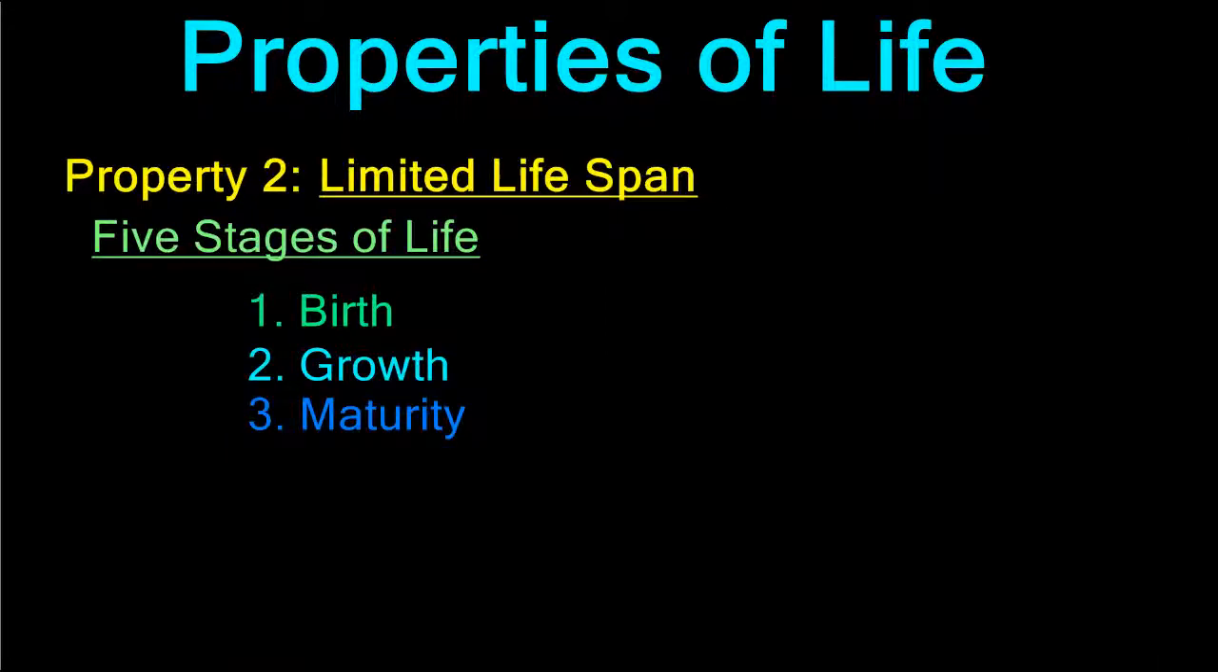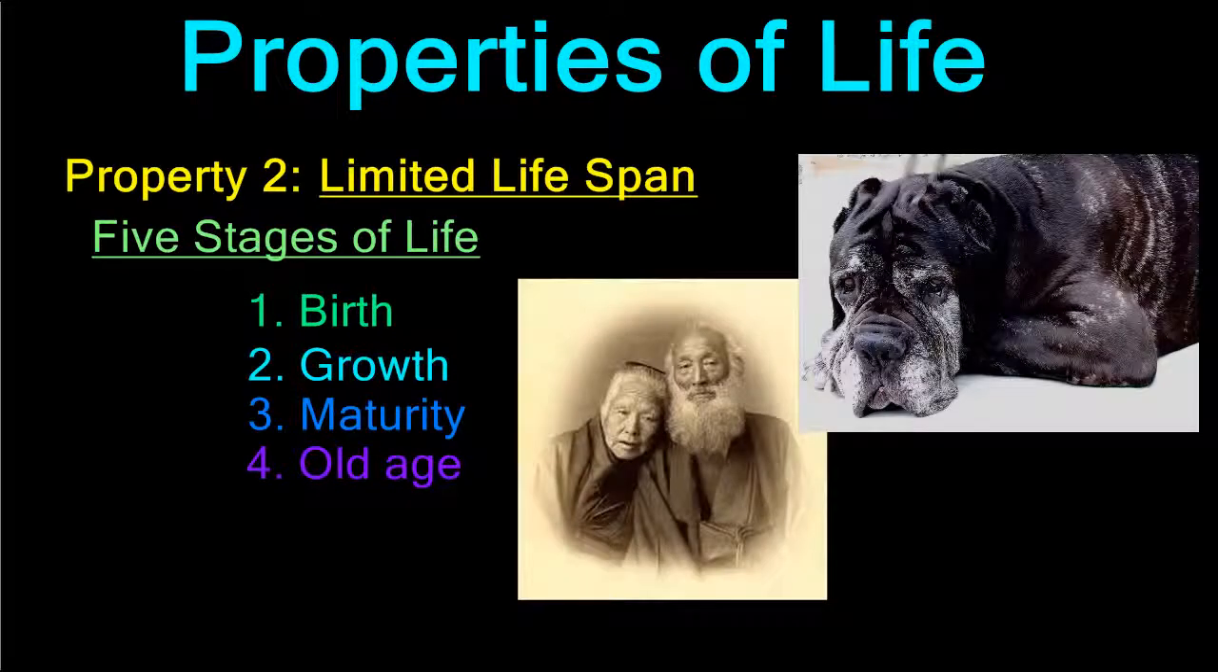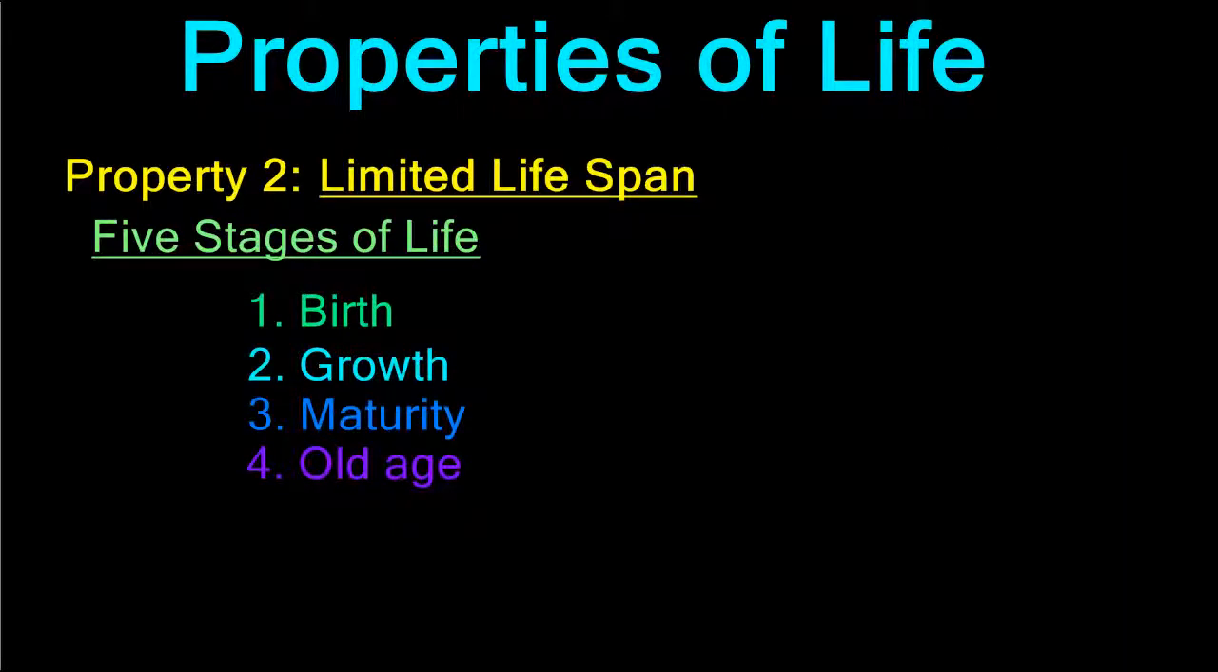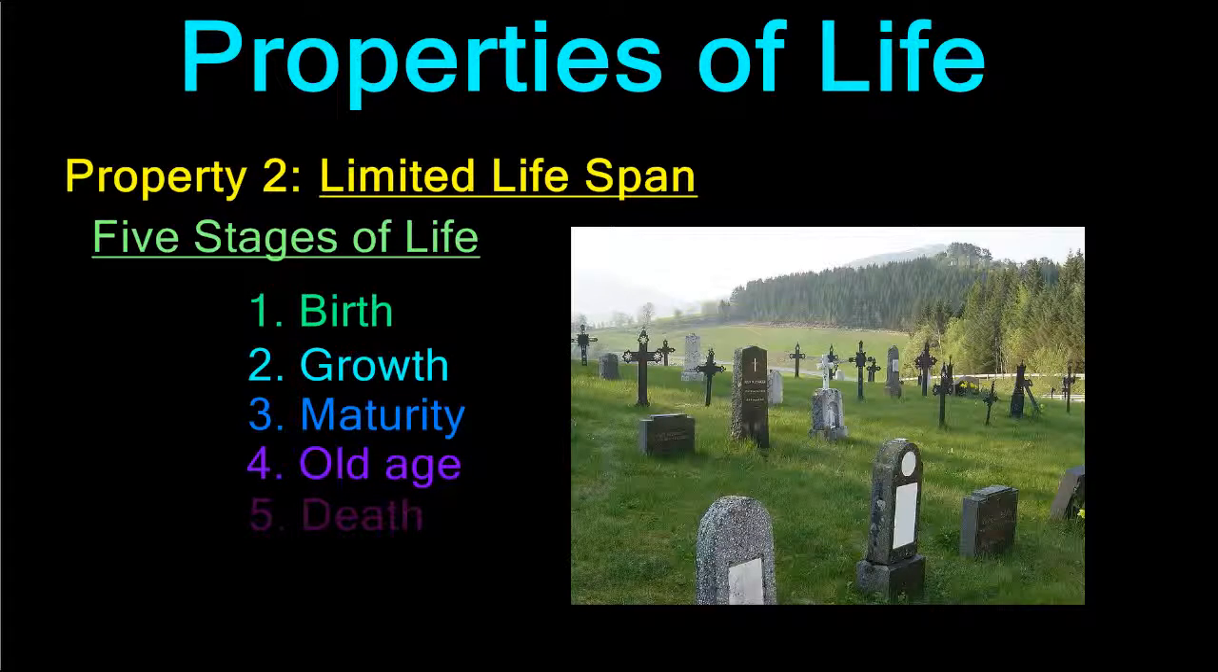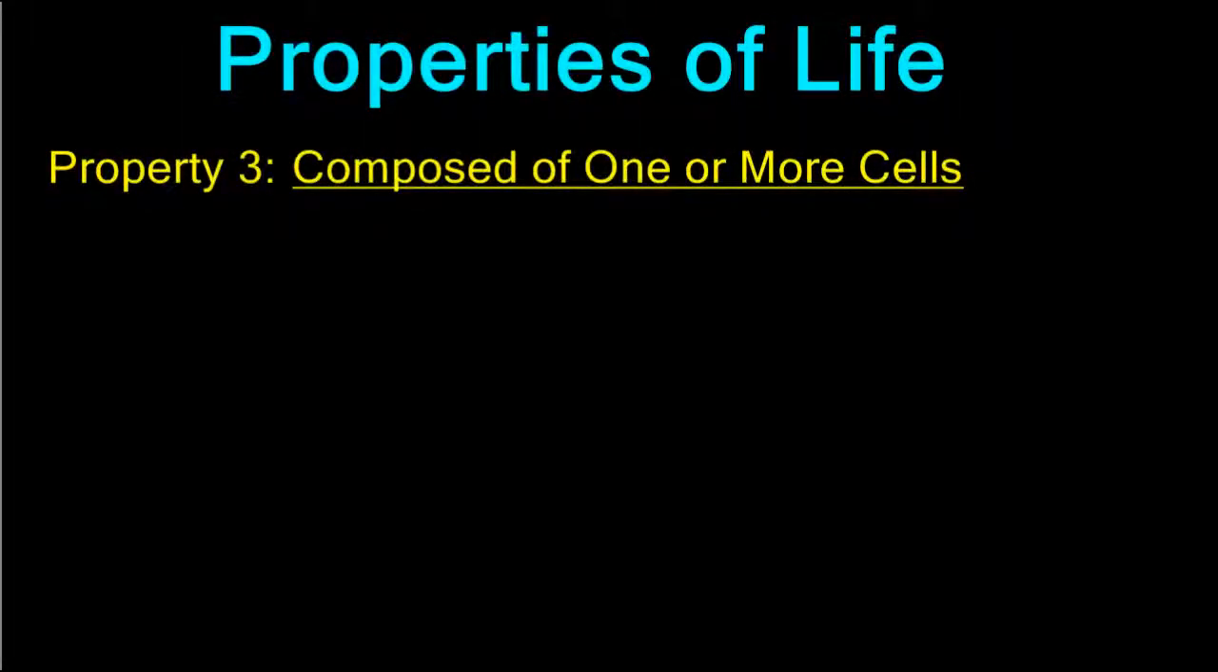After maturity comes old age. This is a period of decline in which the organism can no longer repair and replace its cells at the rate that it's losing the cells. The decline of old age eventually leads to death, where the organism's cells stop their function and the organism passes away. Property 3 is that all life is composed of one or more cells.